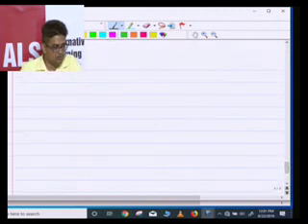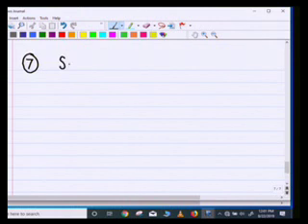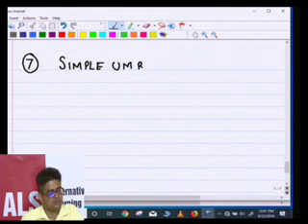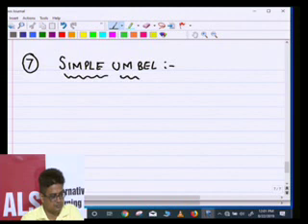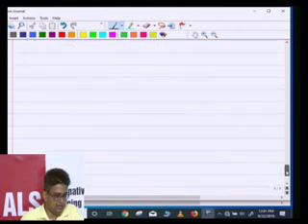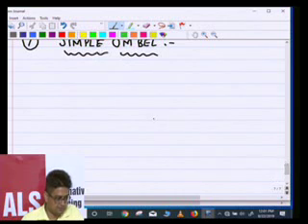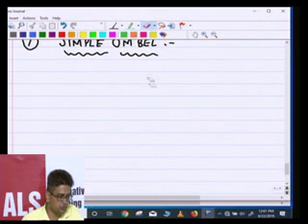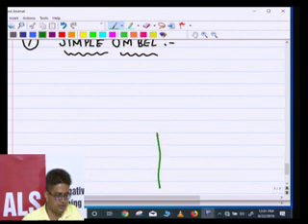Then there is example of simple umbel. Simple umbel inflorescence. Umbel inflorescence is like this. You will also see a huge difference between umbel inflorescence and corymb inflorescence when I write this point.